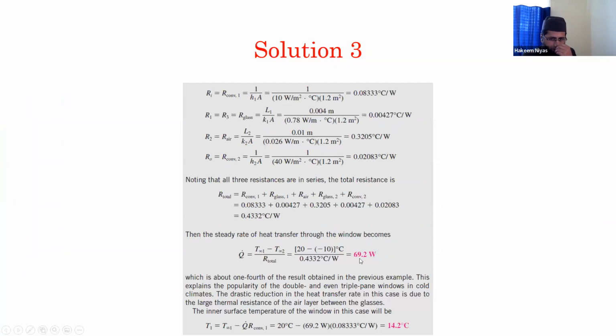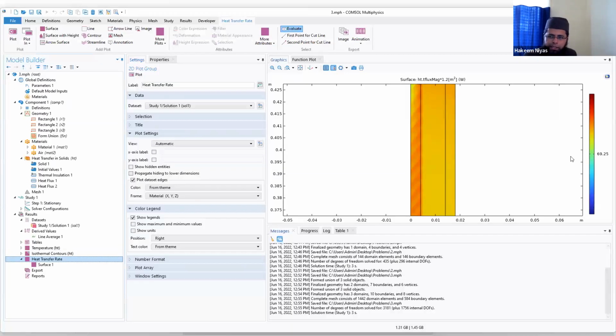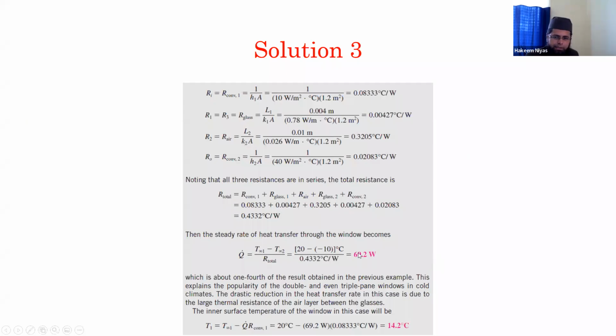The value is Q equal to 69.2. So exactly the value is matching. The value is 69.25. So now we are able to see that we match exactly 69.2. Actually, 69.25 is the correct value we are able to match.